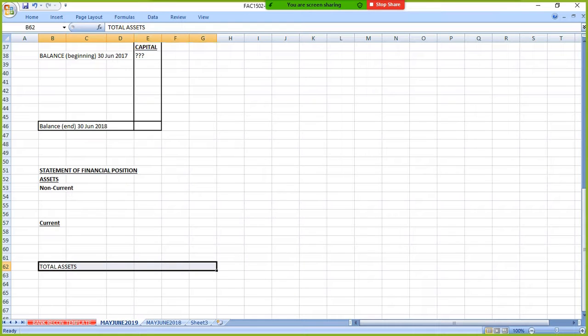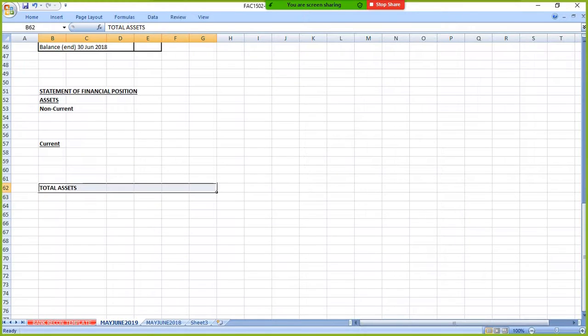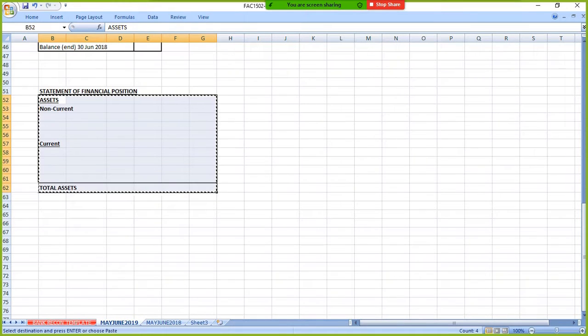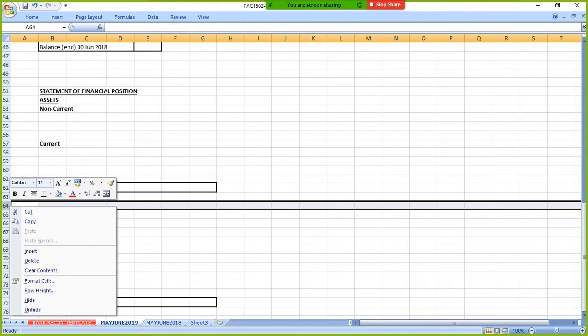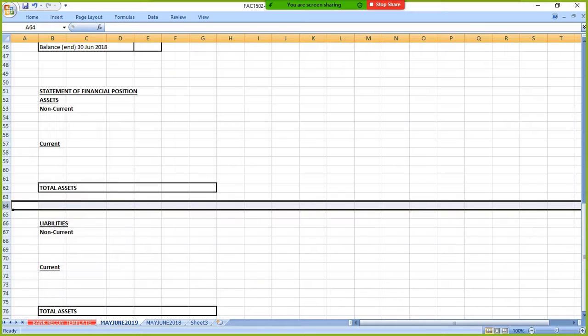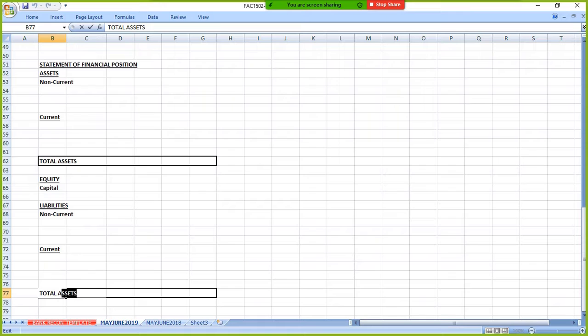Total. Okay, what else am I going to have? Liabilities. Yeah, and equity. And then equity. Under equity, you'll have capital. Right. Okay, and then this will be total equities and liabilities.